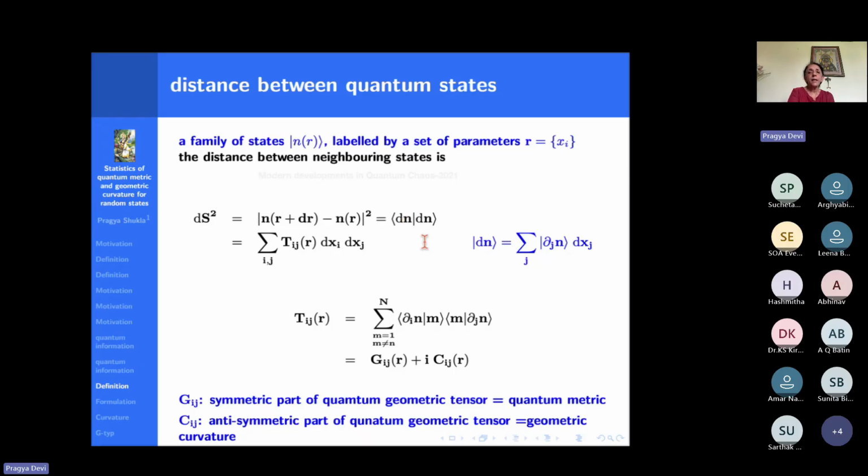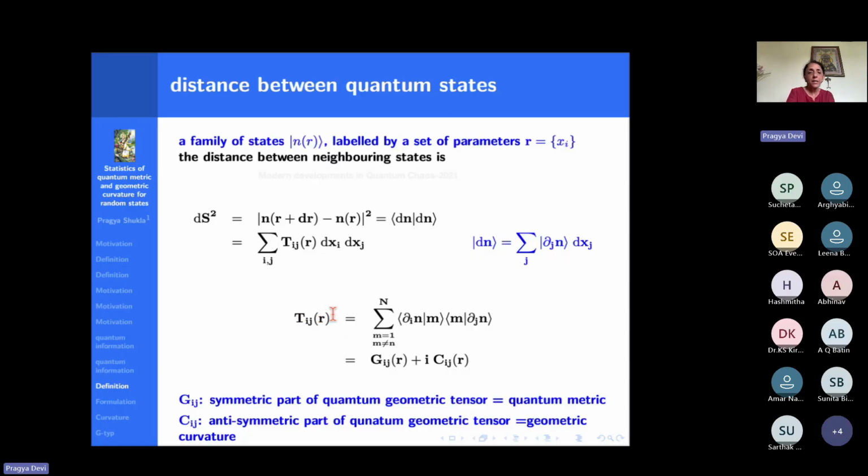So dN is like this. And now when you consider the overlap between dN and dN, it can be written in a second rank tensor form. It is a simple calculation to show this T_ij, because dN and dN will have cross terms also, dx_i dx_j. So you have this second rank tensor coming across, which turns out to be of this form. But this can further be written in two parts, because it's a complex number: one is the symmetric part, one is the asymmetric part. Or, to say it in a more correct way, it is a second rank tensor.